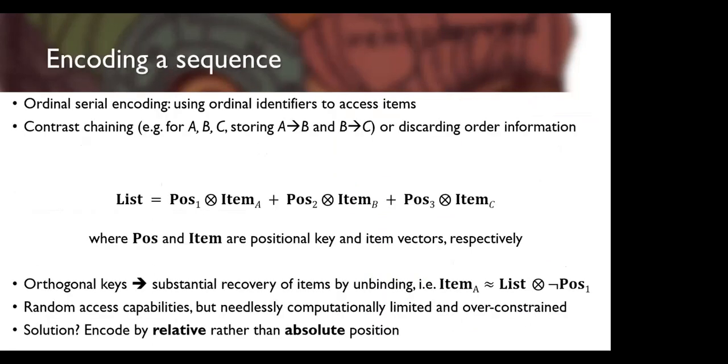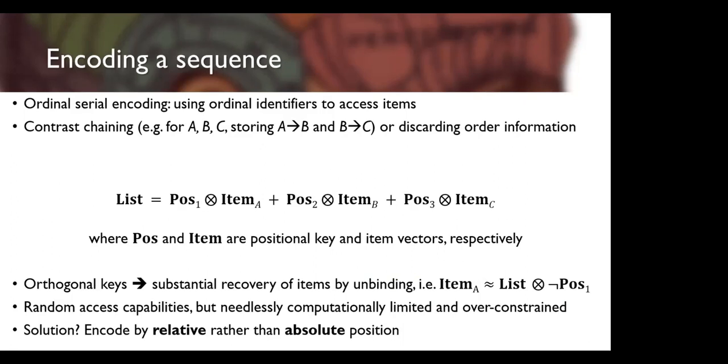So let's start by considering the basic notion of how a VSA can instantiate an abstract sequence, a topic that, again, I'm sure is quite familiar to many of you. So ordinal positional encoding is a method of encoding an ordered list that relies upon unique ordinal identifiers to access each item, and a heavily explored method of sequence representation in the cognitive literature. And so this is as opposed to storing items by chaining, for example, some list A, B, C being stored by storing the relationships A goes to B and B goes to C. And it's also in contrast to just discarding all the order information and storing an unordered set.